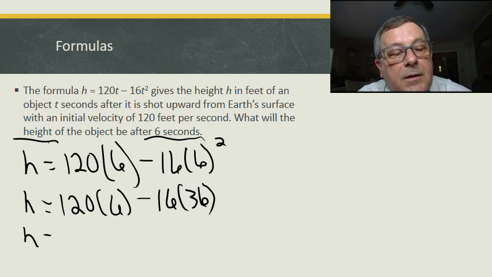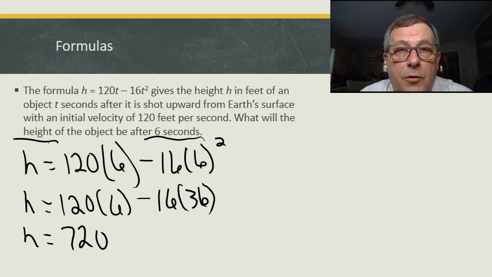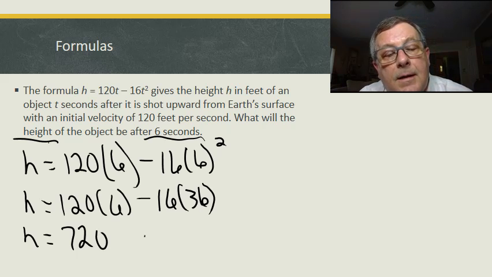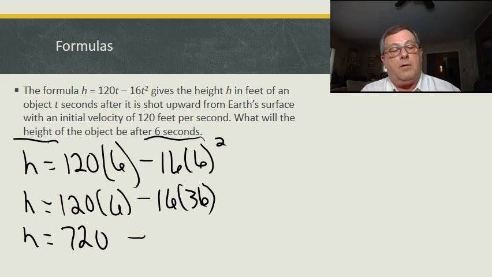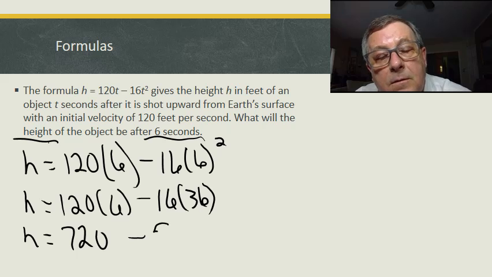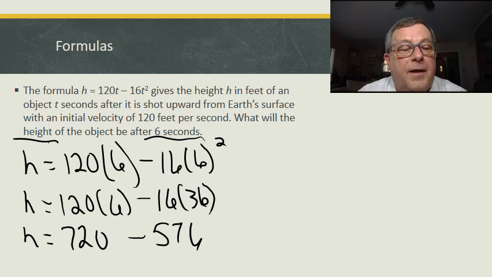And let's see, H equals, well, 6 times 120 is 720. It's real helpful in math if you know your multiplication tables. And let's see, 16 times 36. Well, on this one, I'm going to even myself grab a calculator right quick. So I got 16 times 36 equals 576. And so my height now is 720 less 576. Let's see, I think I'll use the calculator still for that too.